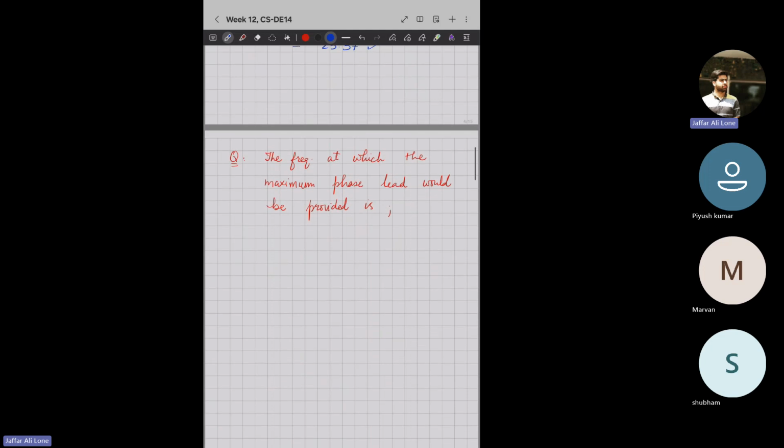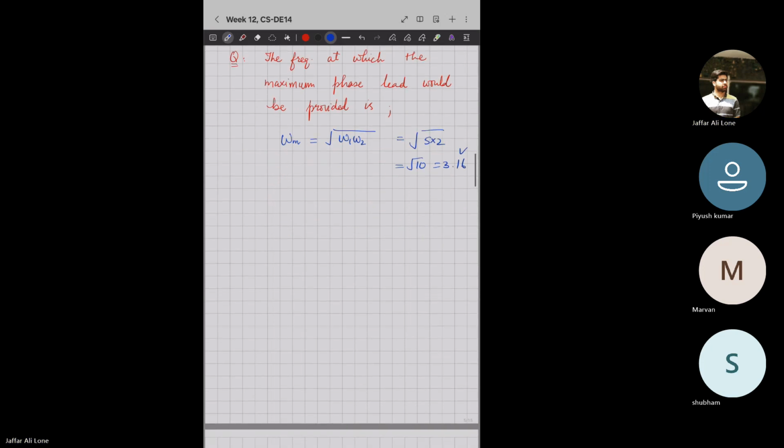So this frequency, we denote it as omega 1. It's calculated as the geometric mean of the corner frequencies. Here we have two corner frequencies, so it will be 5 into 2, which is root 10. It will be 3.16. Okay, so sometimes you're asked such questions as well. Fine. So one more question.